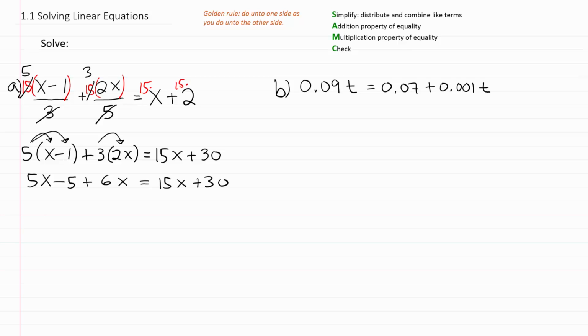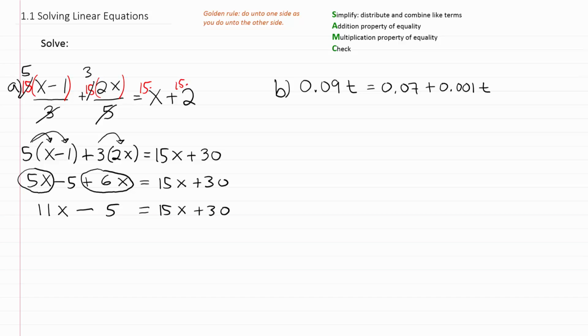Now on the left-hand side of the equation, we have some like terms. So let's go ahead and combine those. I have 5x's here. I have a 6x here. Together, that gives me 11x. Then we'll have our minus 5 with that, equals 15x plus 30.